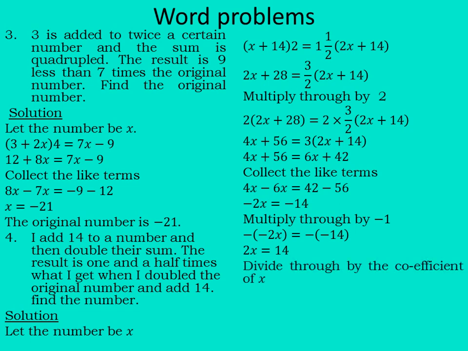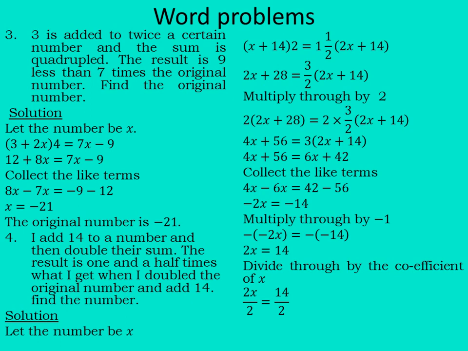So we divide through by the coefficient of x. Here the coefficient of x is 2. You can also write divide through by 2, since you know that the coefficient of x is 2 and you want to get an exact value for your x. So you can write divide through by 2, but in mathematics we prefer to write divide through by the coefficient of x.